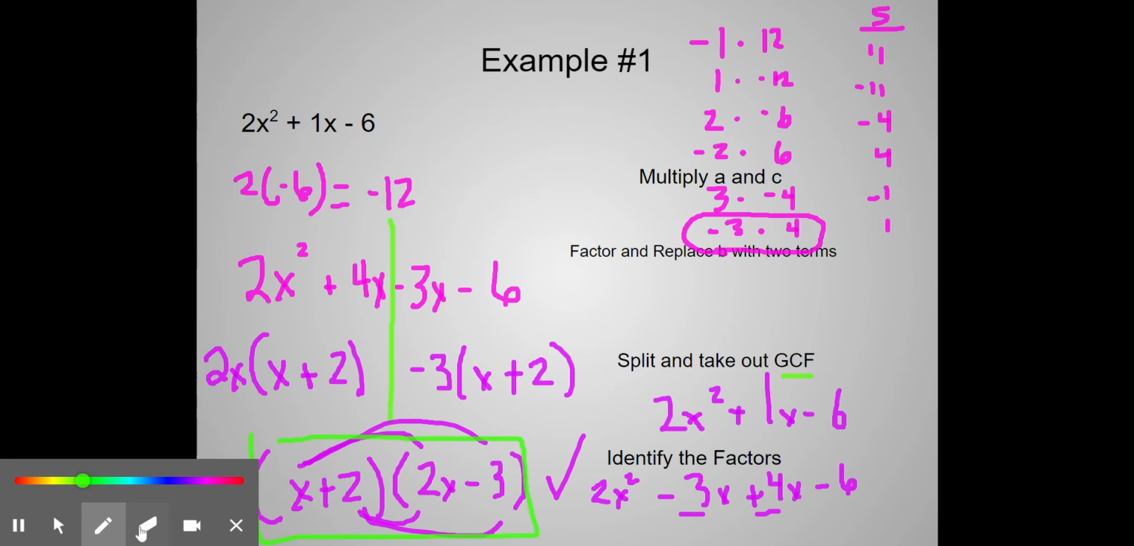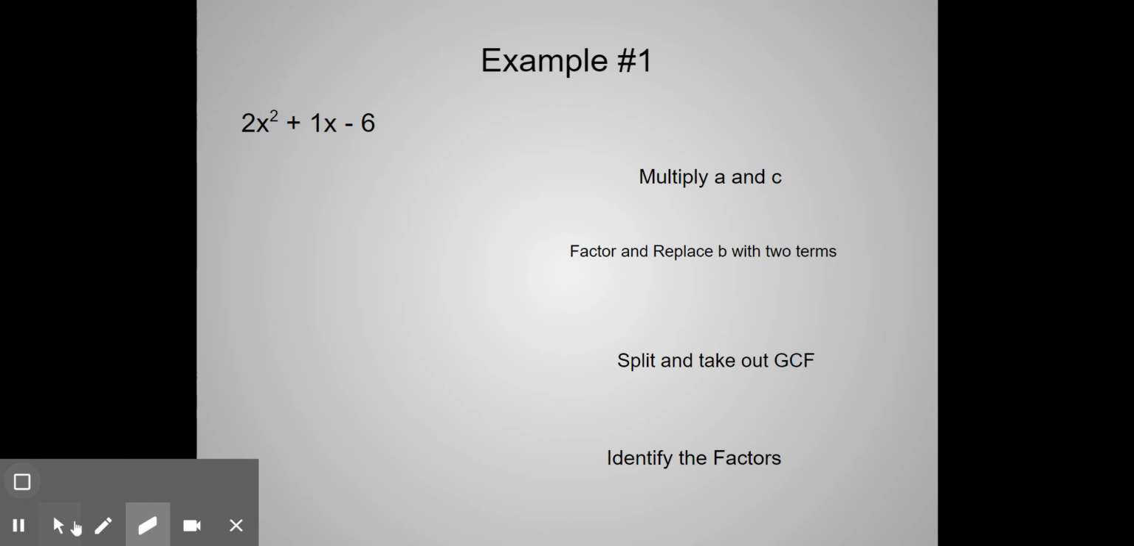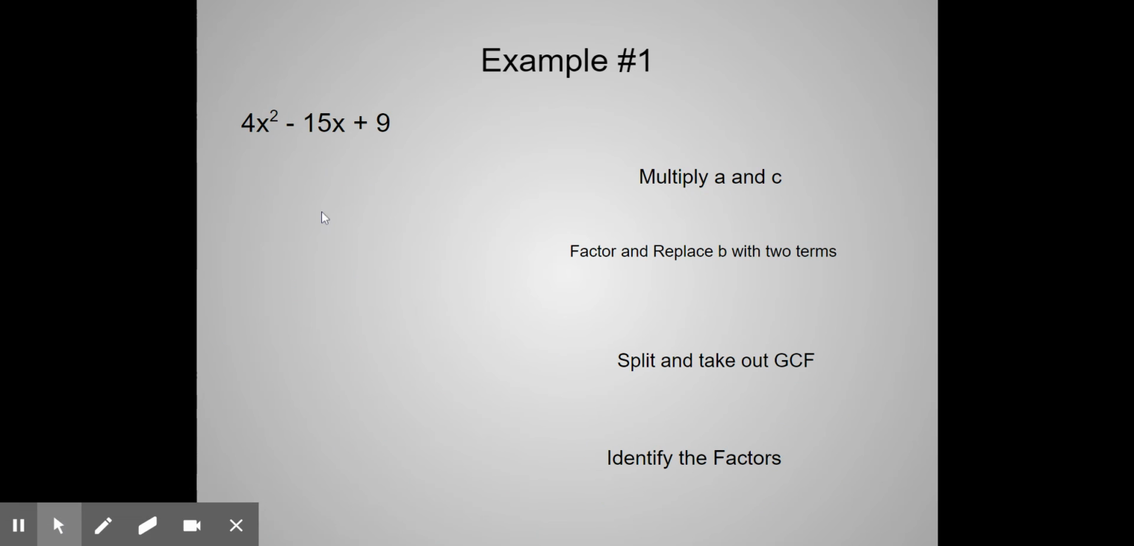Let's go ahead and try another one of these. Okay, so very similar setup. I should say this is example 2, and that was example 1. So if you feel confident already, go ahead and pause the video if you would like to try this on your own. If not, let's go ahead and get started here. So the exact same concept, multiply a and c. So 4 times 9 is 36.